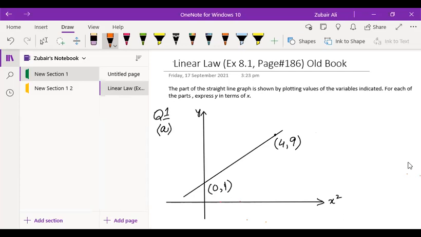So here, what we need to do, so the straight line is going, so first of all what we will do, we will find the gradient. So the gradient m is equal to y2 minus y1 upon x2 minus x1. So the same formula we will use for this.